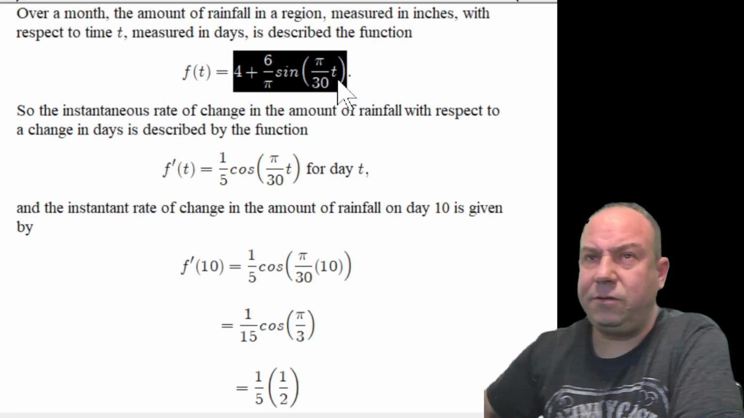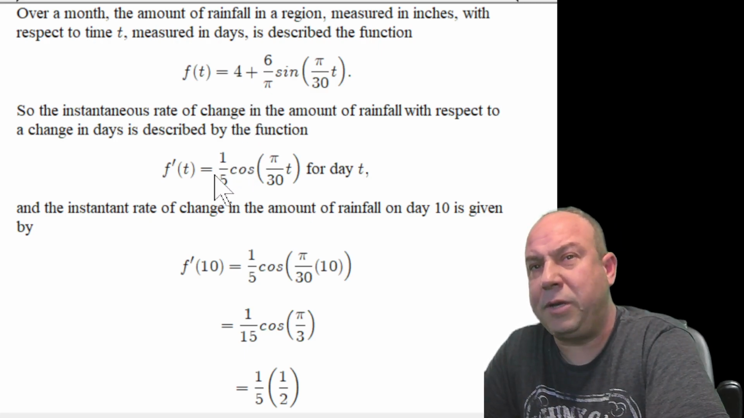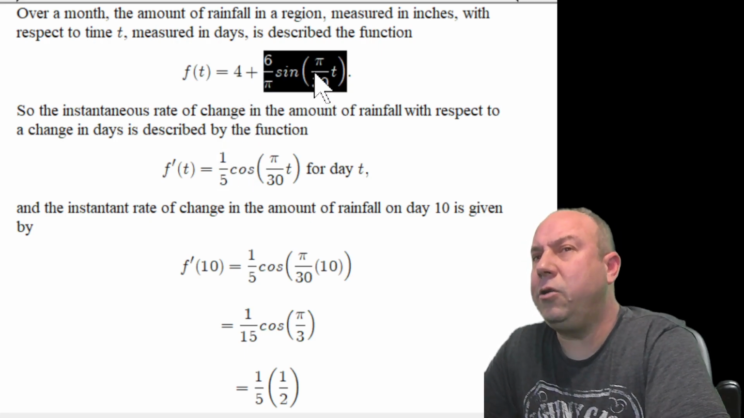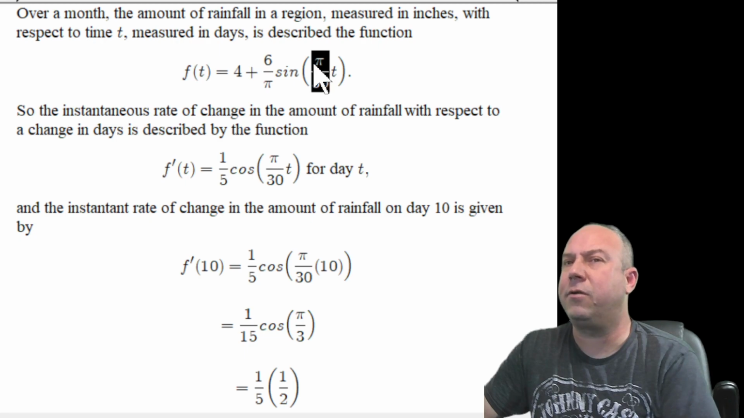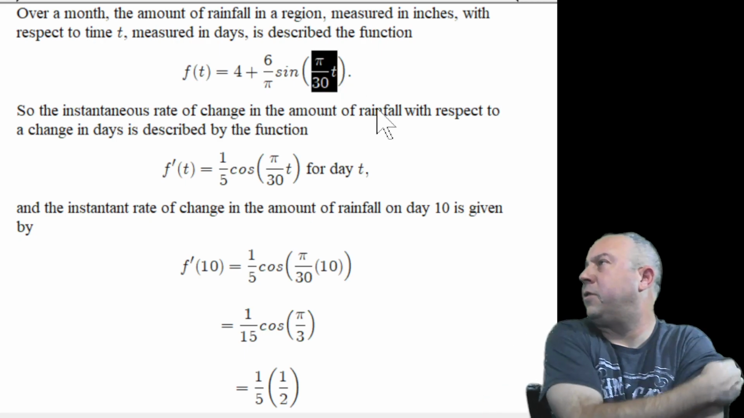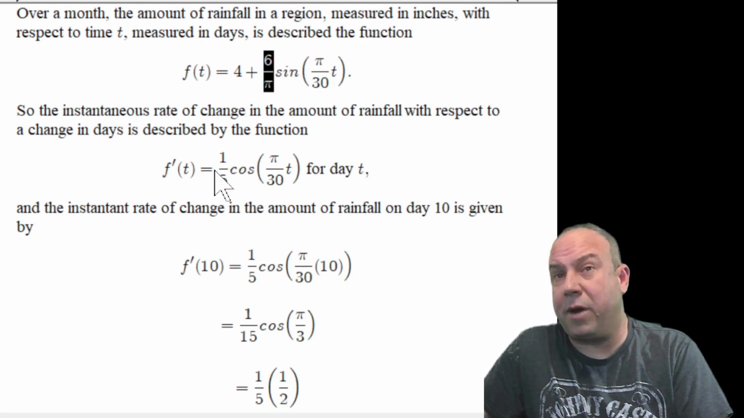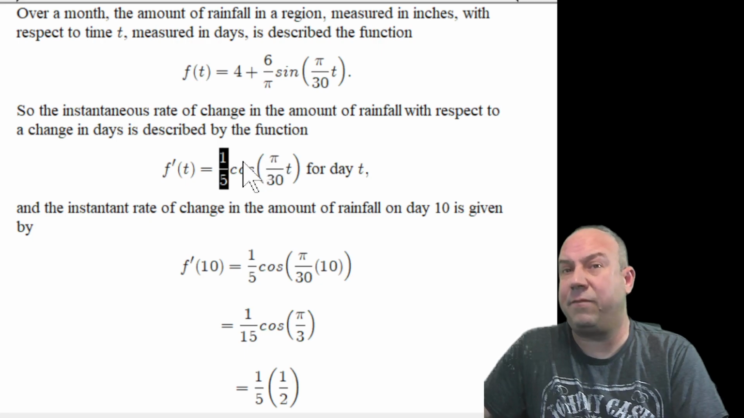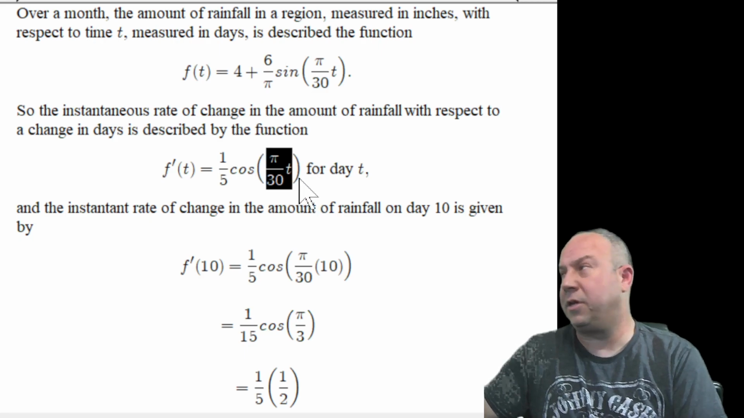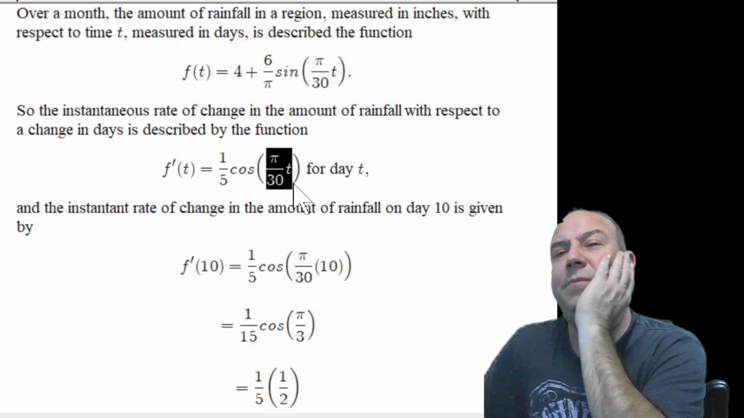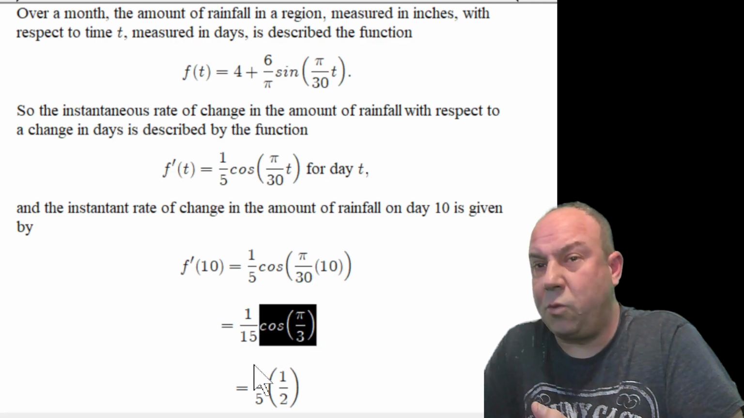It did involve, first of all, the sum rule, where the derivative of 4 was 0, so we saw that term disappear in our result. Here you use a little chain rule. We do have to multiply this result by pi over 30, the derivative of the interior, pi over 30 times t. Pi over 30 times 6 over pi is what simplifies to 1/5, and you're left with the cosine, which is the derivative of sine, at our pi over 30t. Now, substituting in 10 to that, you end up with cosine of pi over 3, which we know is 1/2.